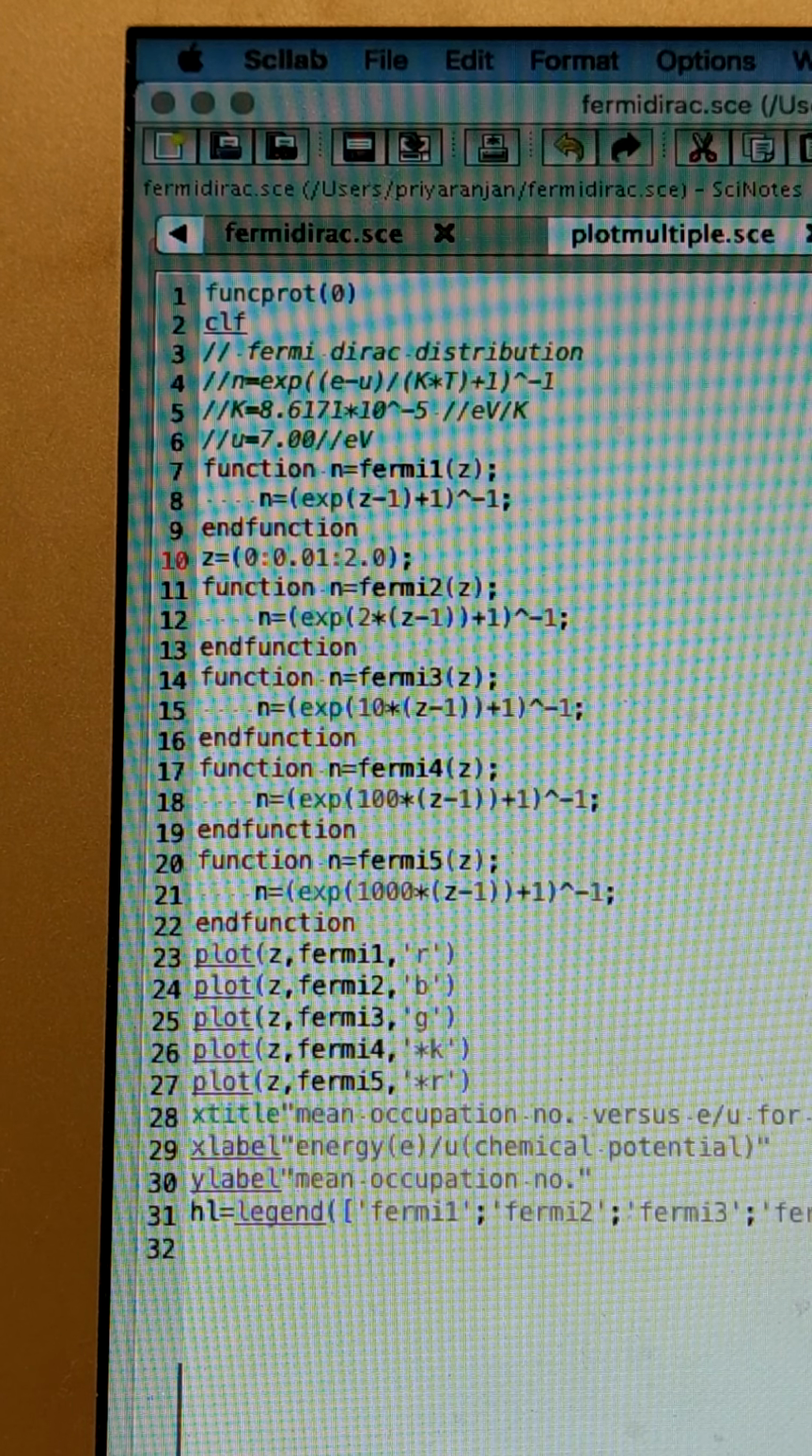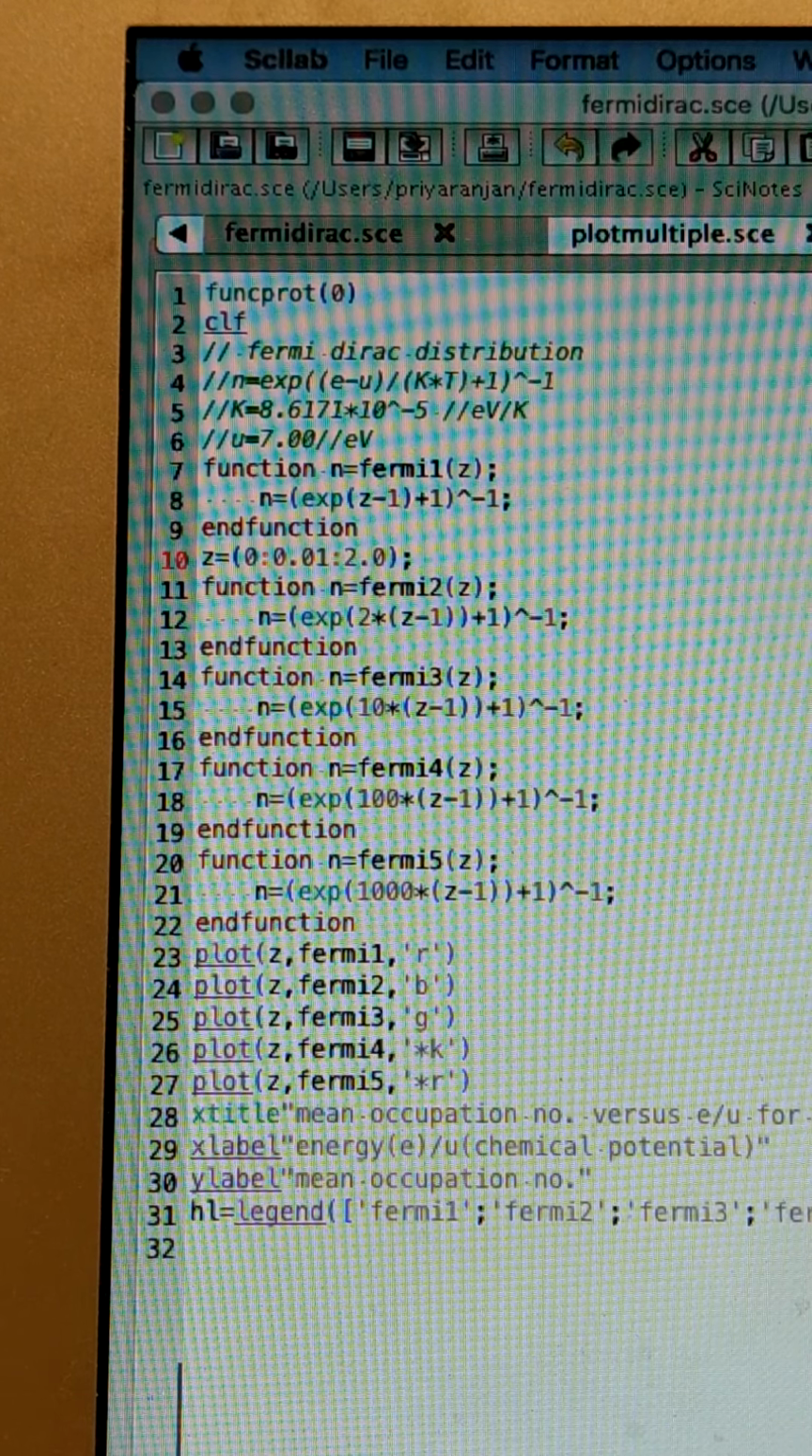And then I write n is equal to exponential e to the power (minus mu by kT) plus 1, whole to the power minus 1, which is the formula that we have seen earlier. That means formula number 2. I write the Boltzmann constant in electron volt per Kelvin.